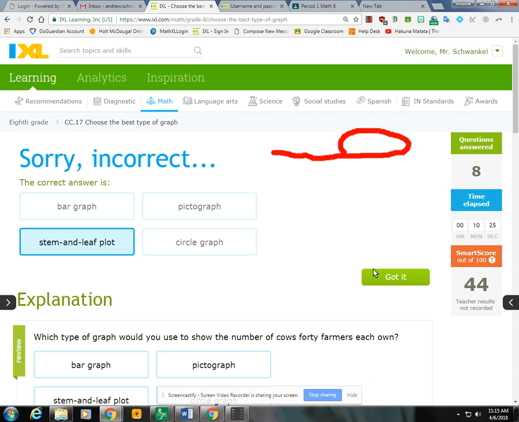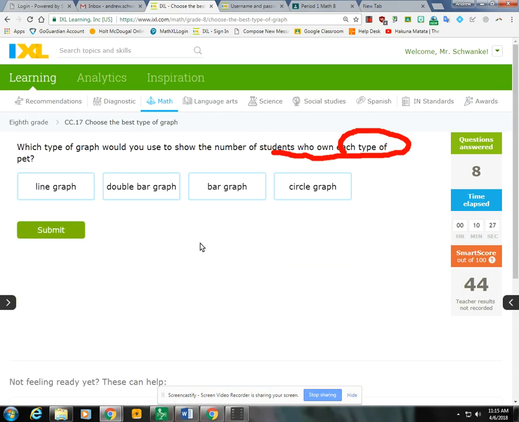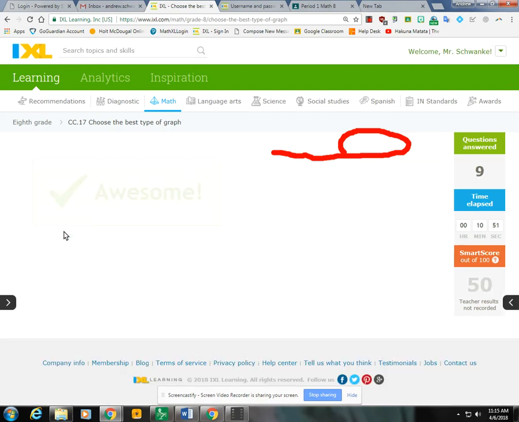Okay. So, let's go. Which type of graph would you use to show the number of students who own each type of pet? Got to be bar, because it's not percentage, it's number. It's actual numbers. This person, there are 20 people who own cows. Why do you have cows for a pet? I don't know. But let's try it.